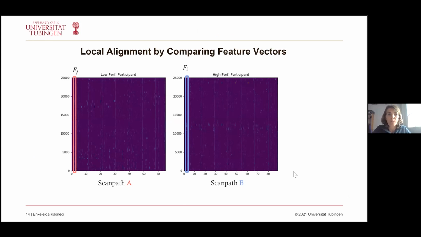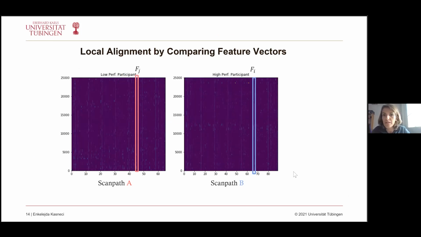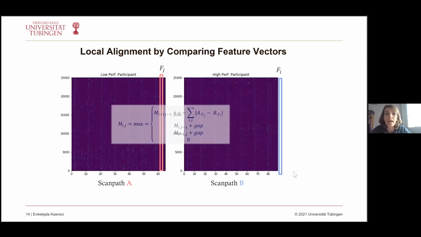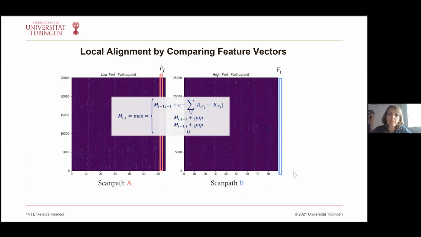So given, for example, two scan paths here, and we have these scan path matrices, we want to compare them regarding their similarity. In this specific application, for the comparison, we perform a local alignment using a variant of the Smith-Waterman algorithm, which of course is also replaceable by any other algorithm that might be more suitable for your task. It works quite well for this kind of image inspection task.